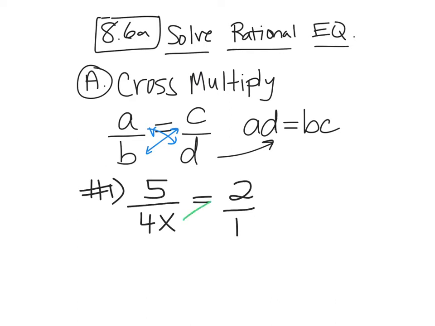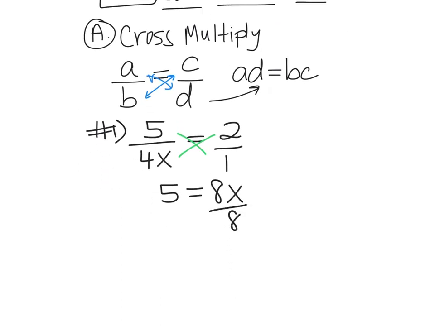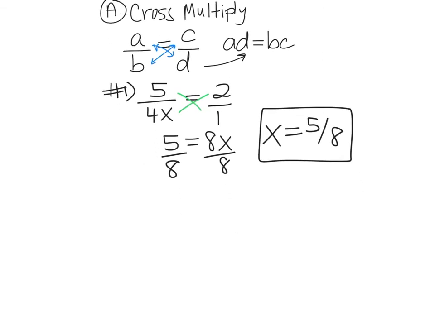I'm going to take these and I'm going to cross-multiply and solve. Do you remember doing this in Algebra 1? So you get 5 times 1 is 5, equals 4x times 2 is 8x. Perfect. Divide both sides by 8. So x is 5/8. You can leave it like that. You can write it as a decimal, whatever you want. All right, number 2. That was a nice little warm-up problem.